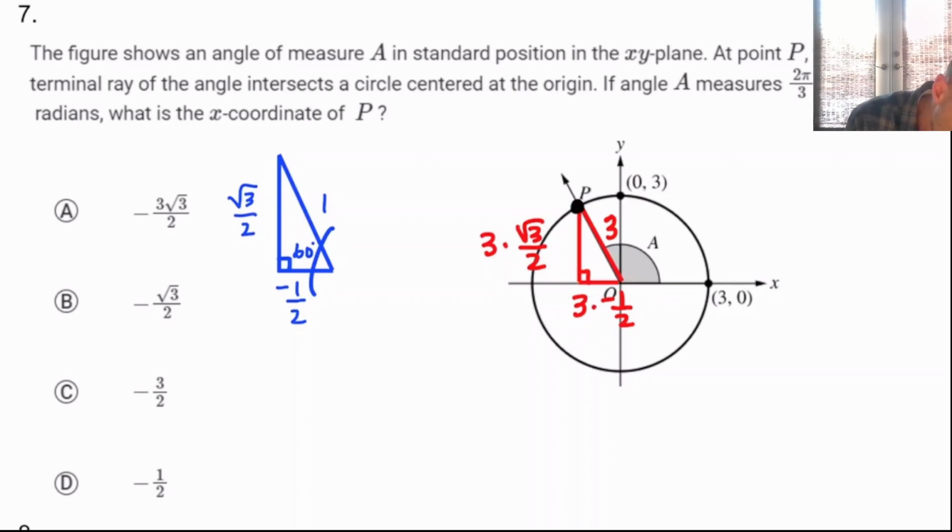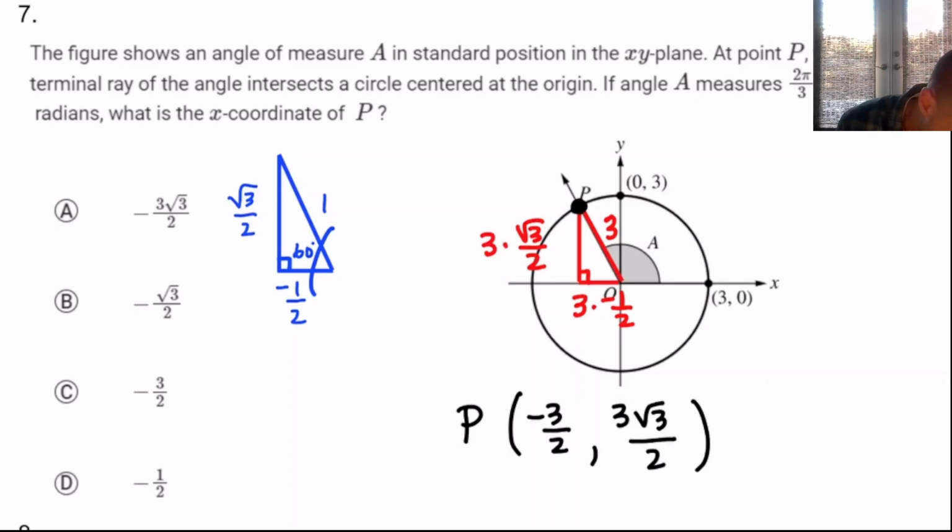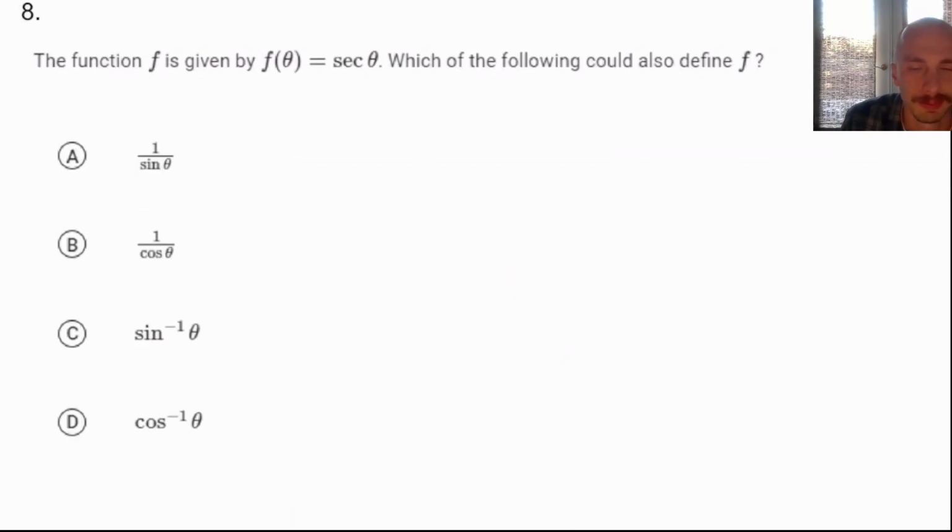So over here, the coordinates of P are going to be x is, how far to the left I went along that triangle, so that's negative 3/2. And y is going to be how far up I went from that spot on the x-axis, so that's 3 root 3 over 2. Okay. X-coordinate, negative 3/2. Happy. Let's move on. Yes. We love this one.